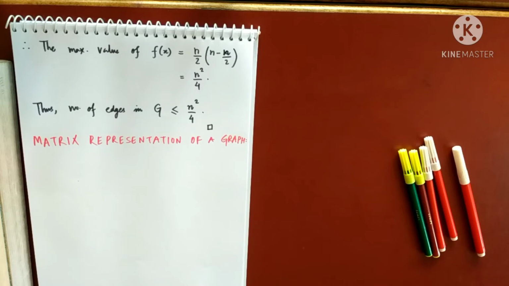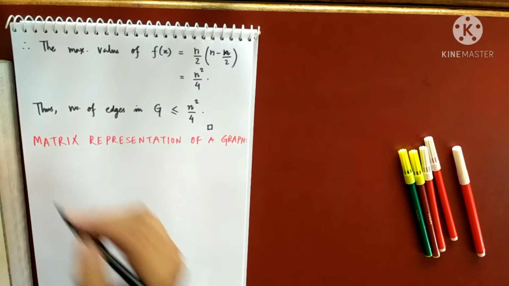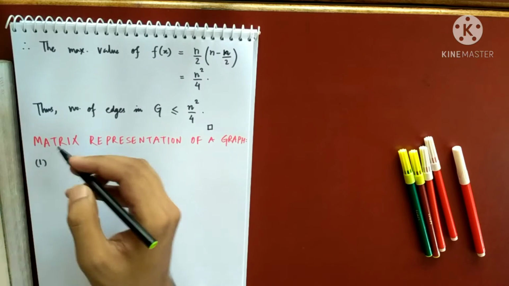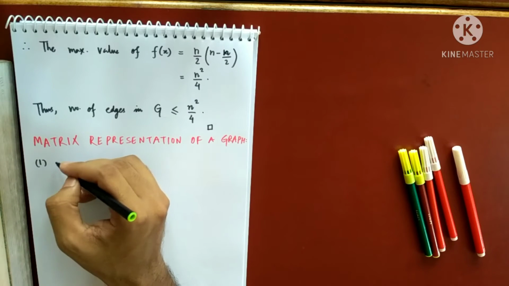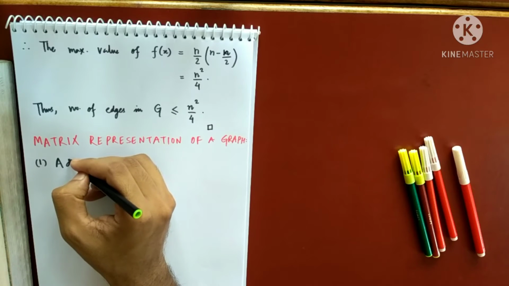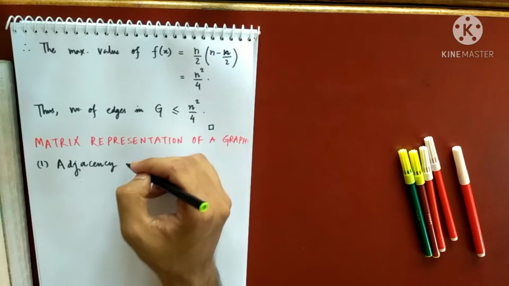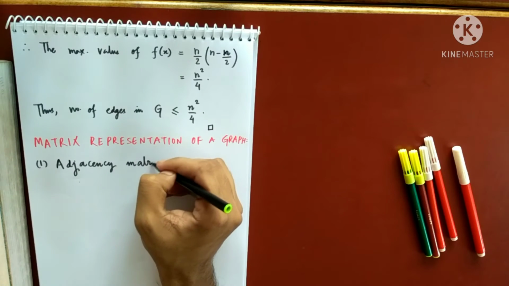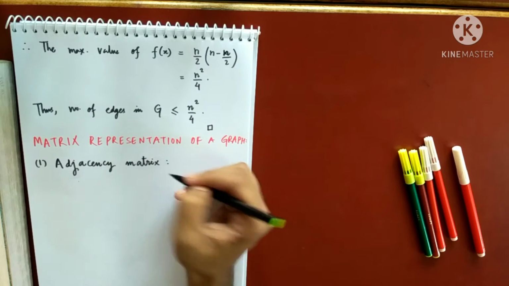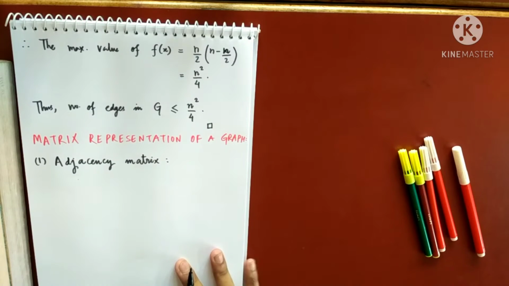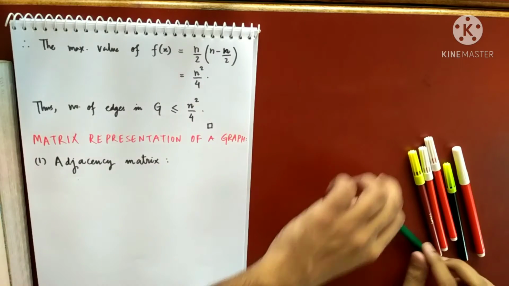So let's see what are the possible ways, or how can we represent a graph with the help of a matrix. The first matrix that we use is called the adjacency matrix. This is the first matrix that we use to represent a graph. Let's see what this matrix exactly is.